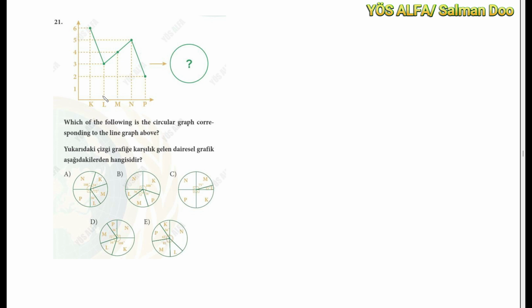Which of the following is the circular graph corresponding to the line graph above? So we are converting the line graph to circular graph, and K, L, M, N are the inside angles of a circle. So they should sum up to 360. So let's try and sum them up. So we have K given to be 6. So I will multiply this by proportionality constant A. So this is 6a, and L is 3a, and M is 4a, and N is 5a, and P is 2a. And they should all sum up to 360.